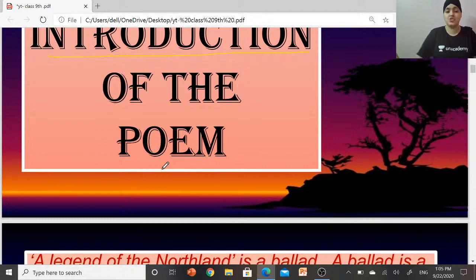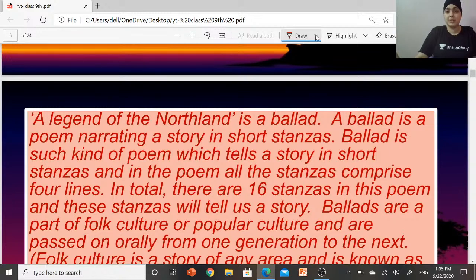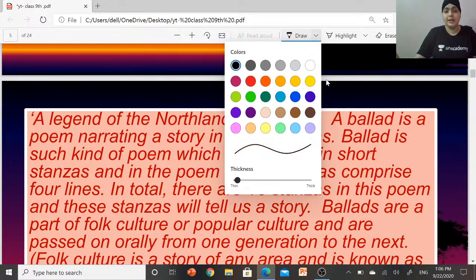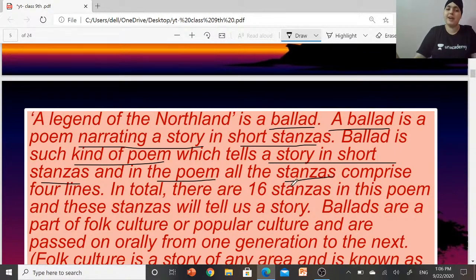Okay, Guntash. So the Legend of Northland, actually this particular poem, The Legend of Northland, is a ballad. As I explained to you, this is a ballad. A ballad is a poem narrating a story in short stanzas. And a ballad is such a kind of poem which tells a story in short stanzas. In the poem, all the stanzas comprise 4 lines. So as I said, every stanza has 4 lines.